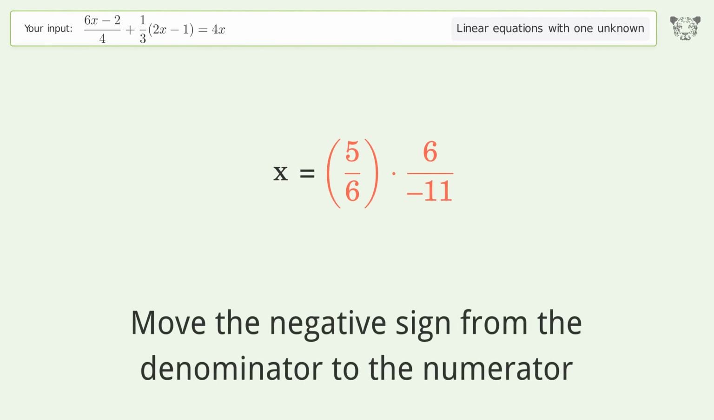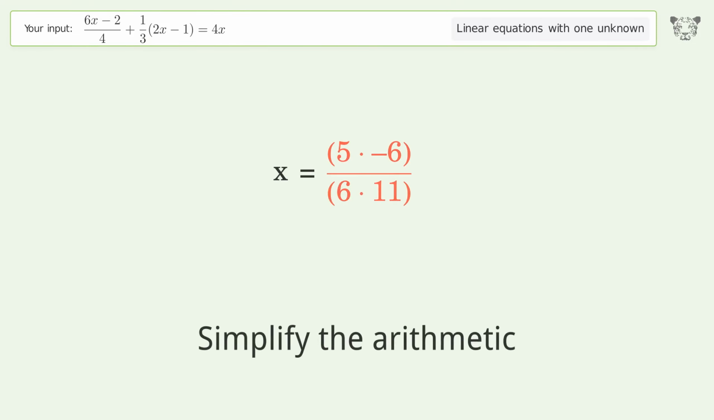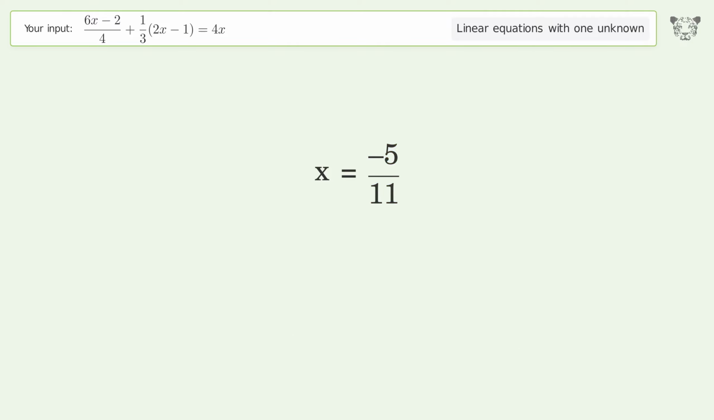Move the negative sign from the denominator to the numerator. Multiply the fractions. Simplify the arithmetic. And so the final result is x equals -5/11.